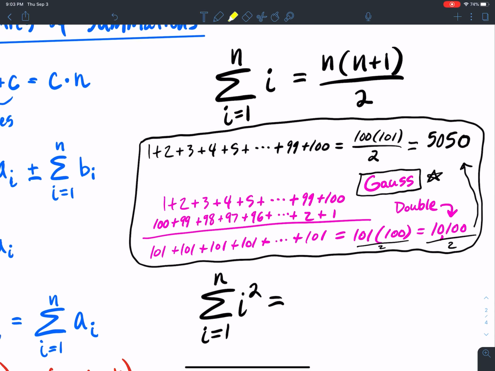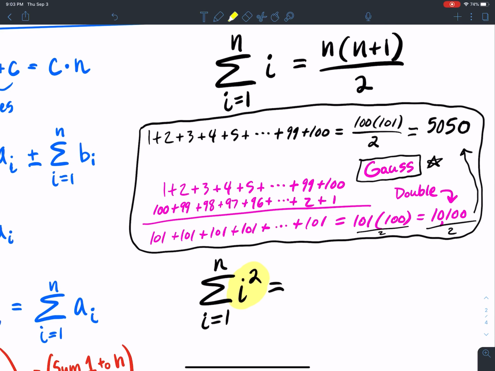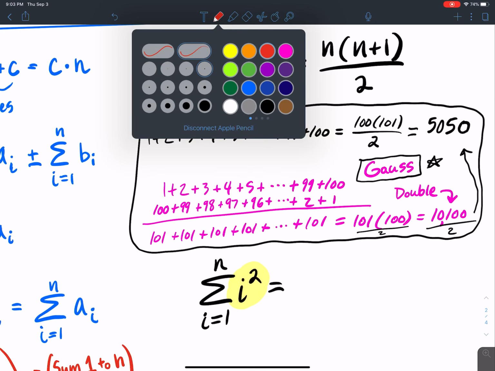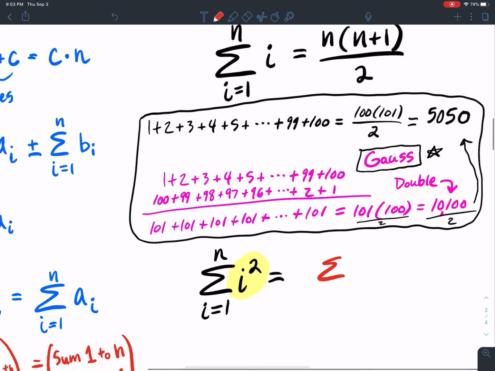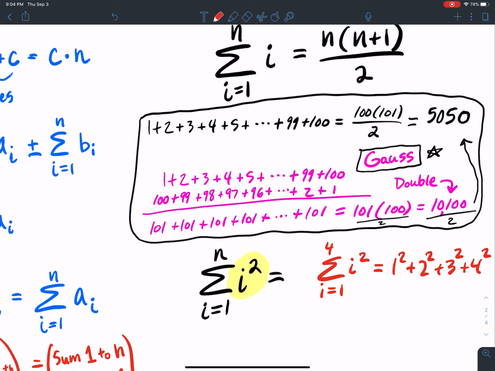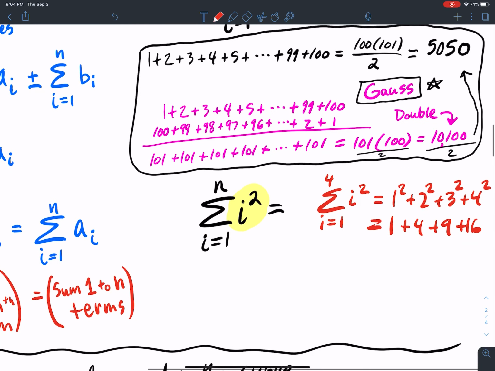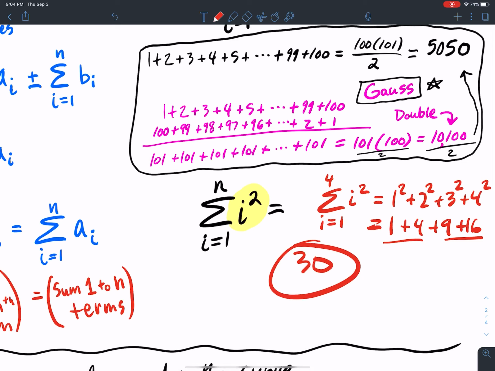Now, the next one is the sum of the squares. Now, the sum of the squares is a little different. If you had i equal 1 to 4 of i squared, what this says is I take 1 squared. The first one is i equal to 1, right? And so I take 1 squared, and then I add the next one, 2 squared, 3 squared, and the last one, 4 squared. And so what does this get me? It gives me 1 plus 4 plus 9 plus 16. So that's, I guess, 25, and that's 5. So it adds up to 30, okay?